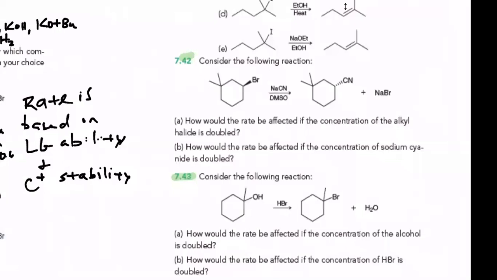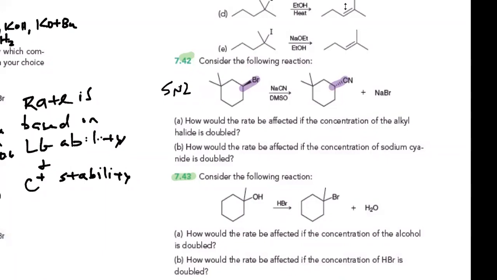It's not an elimination because there's no alkene in the product. So it's got to be one of the two substitution mechanisms. I think it's SN2. Right? All the conditions point to SN2. The fact that you have reverse stereochemistry, that's the biggest giveaway.